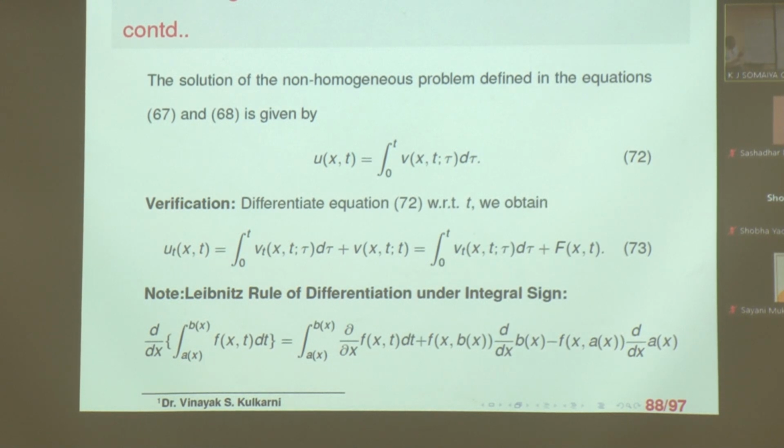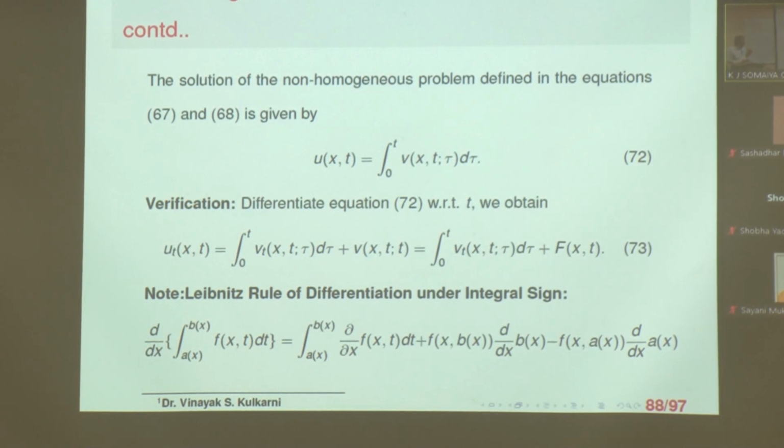So for that purpose, I will have to differentiate this integral equation with respect to t. Now the question arises: the limit is in terms of t, and the function v inside is also a function of t. Then how can we differentiate this integral equation, particularly where the limit itself is in terms of t? You might be aware of differentiation under the integral sign. I have mentioned the rule of differentiation under the integral sign.